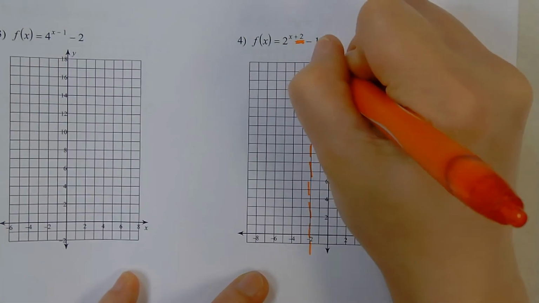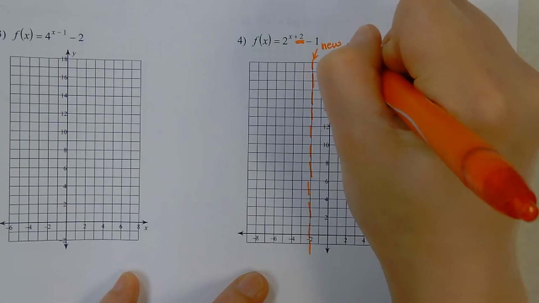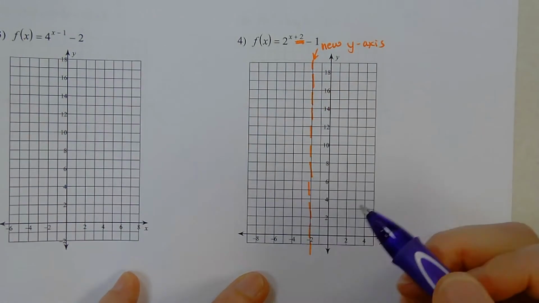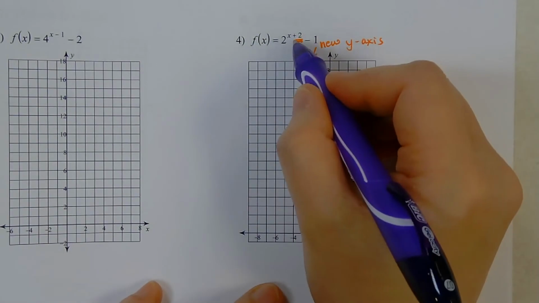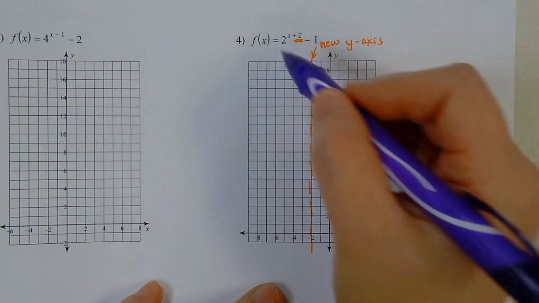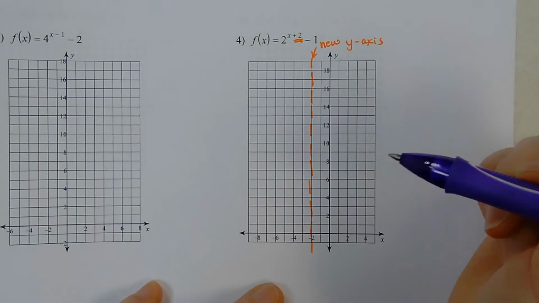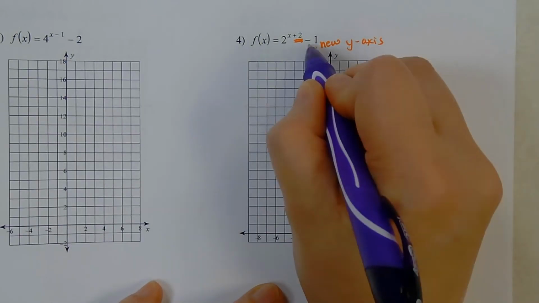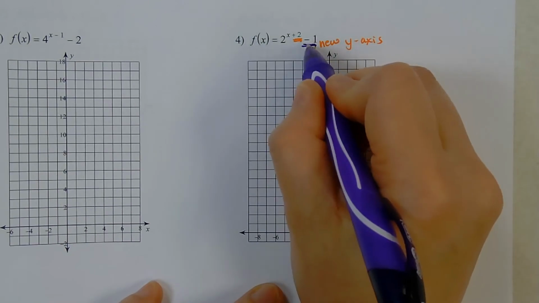Okay, so this is the new y-axis. I like doing it this way just because it's less calculations to do. You can pick a number for x and then plug and chug, but I feel like this is just easier if you know how to do transformations. That's just a long way to do it.